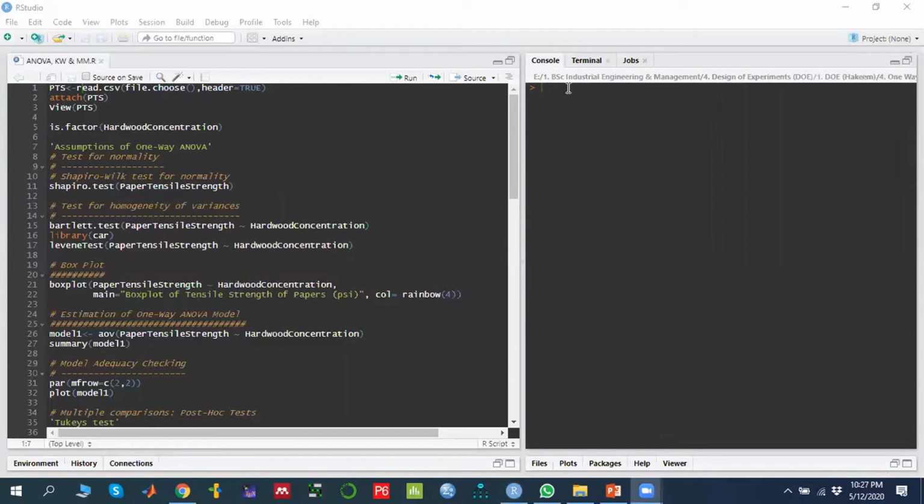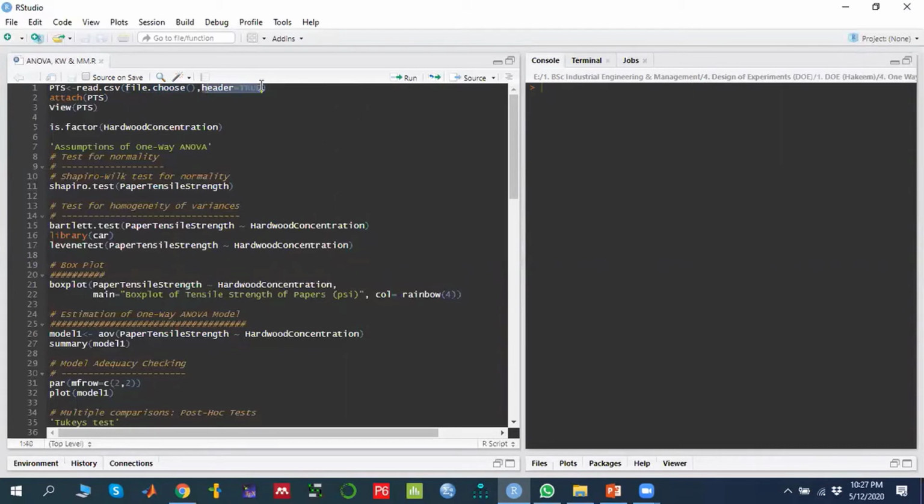In this code, the first line is doing that we are going to read a CSV file. That means I have saved the data set in a CSV file, which is a comma separated file, which is an Excel file. And then I am calling a function called file.choose, where it will give me a pop-up menu where I can pick up the file in which I have stored the data set.